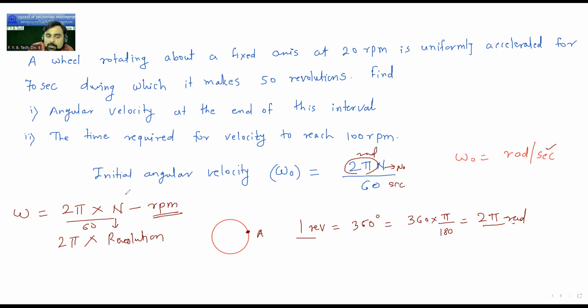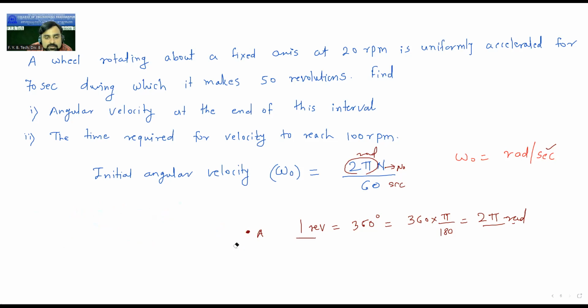Okay. So the formula is: initial angular velocity omega naught is equal to 2 pi n upon 60. In general, angular velocity is equal to 2 pi n upon 60, where n is the revolutions in 1 minute. Okay. Hope you understood the things.